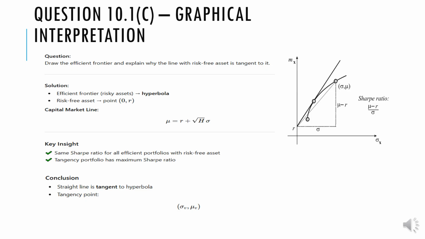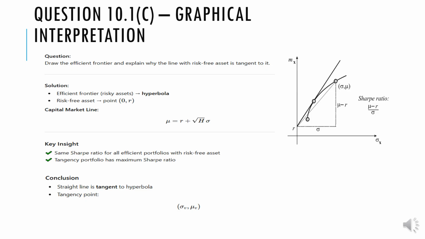In part C, we interpret this result graphically. On the graph, we plot risk on the horizontal axis and expected return on the vertical axis. The efficient frontier for risky assets forms a hyperbola. The risk-free asset is represented by a single point at (0, r), with zero risk and return r. Now, when we introduce the risk-free asset, the efficient frontier becomes a straight line starting from this point.